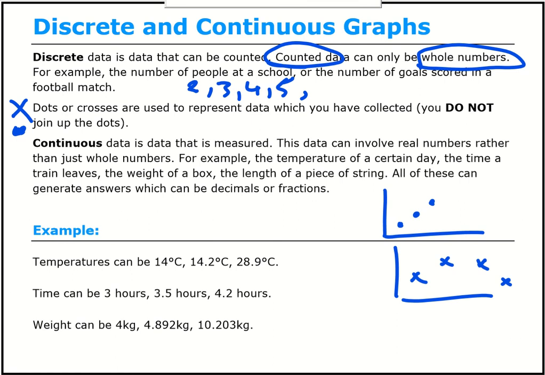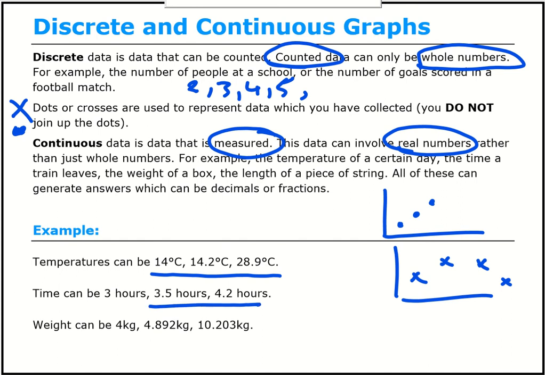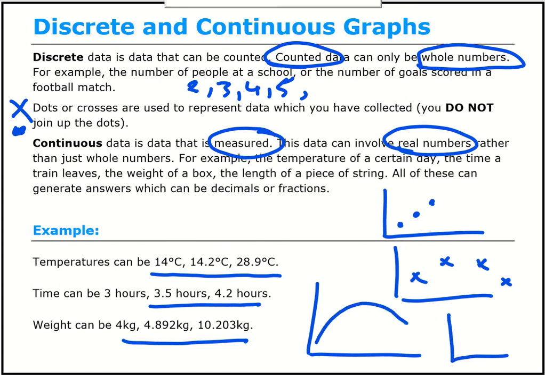Whereas continuous data is data that is measured, so that's our real numbers. It can be whole numbers, decimals, fractions, positives, negatives, the whole lot. For example, with my temperatures here, you can see the temperatures can be decimal values, time in decimal, weight in decimal, so those are all examples of continuous values. A continuous graph would be one which is joined together, so that might be joined in a curve or joined in a straight line.